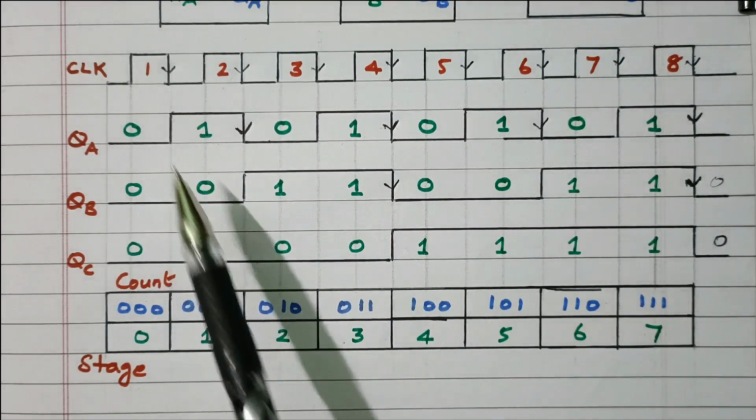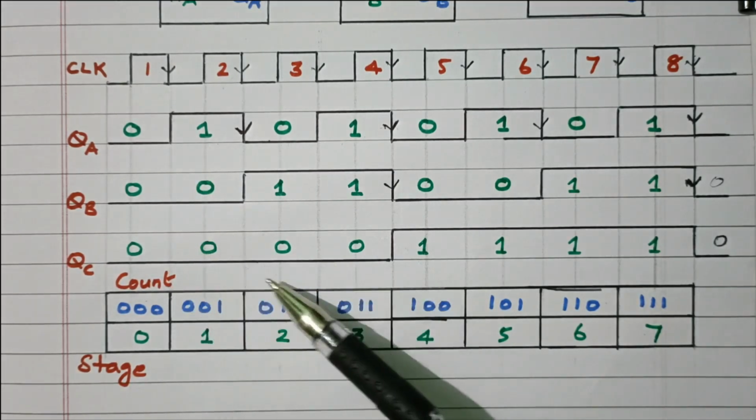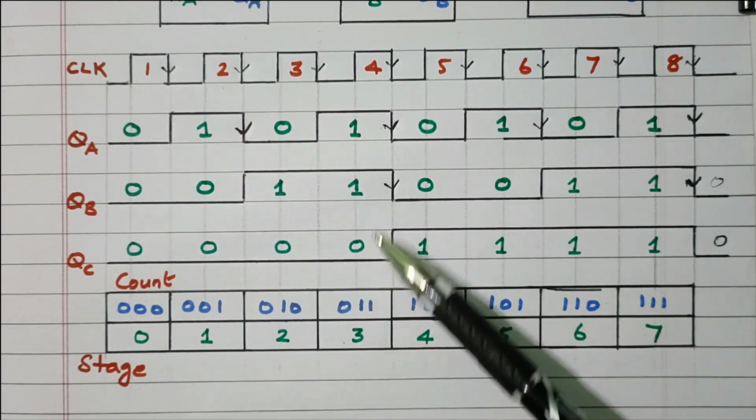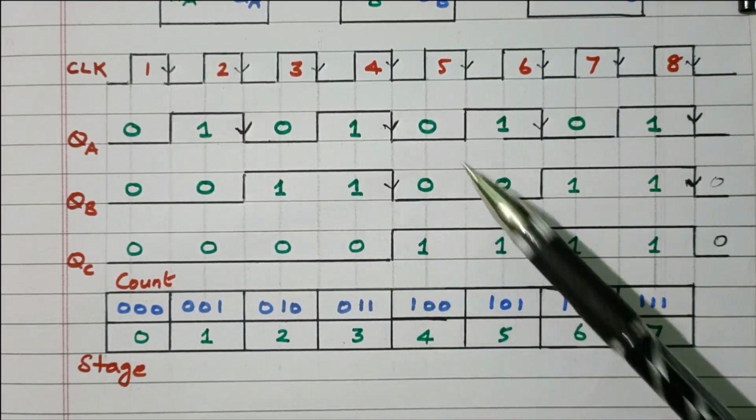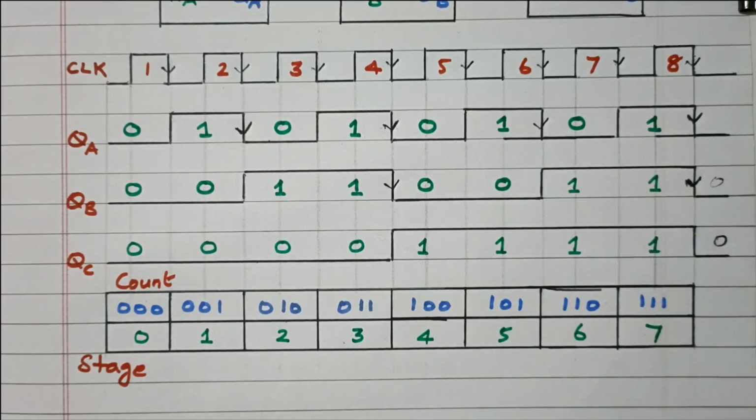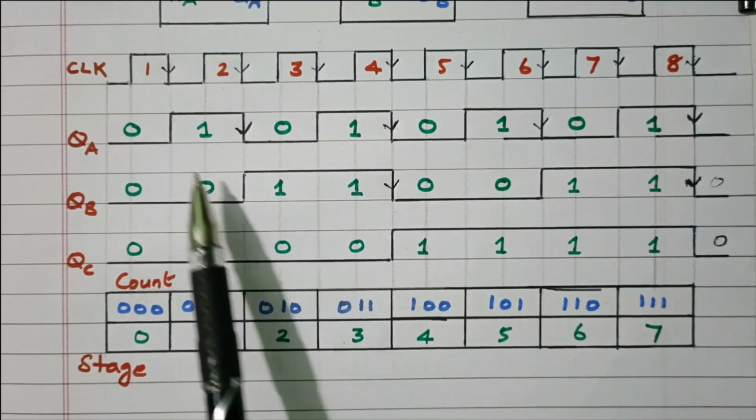Right? 0 0 0, I will read from MSB now. 0 0 0, 0 0 1, 0 1 0, 0 1 1, 1 0 0, 1 0 1, 1 1 0, 1 1 1. Right? So we are getting all possible 8 counts. Right? I will explain again.